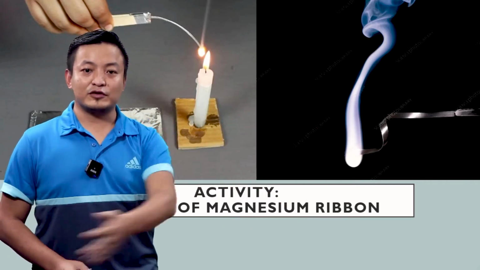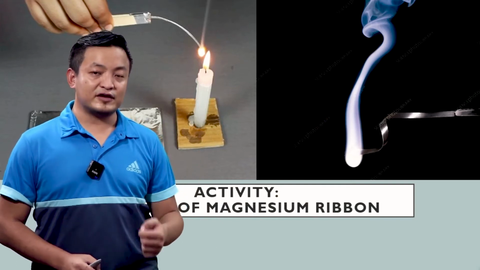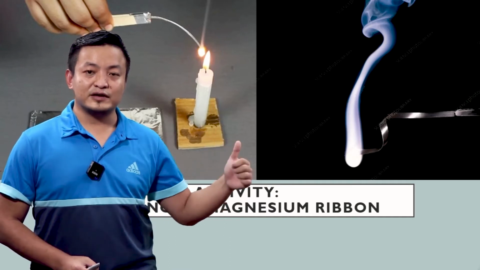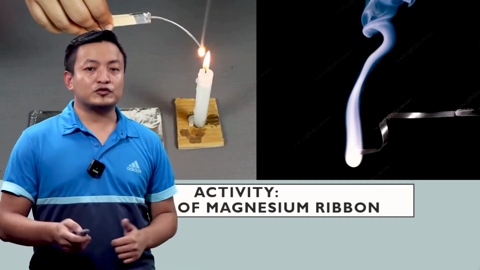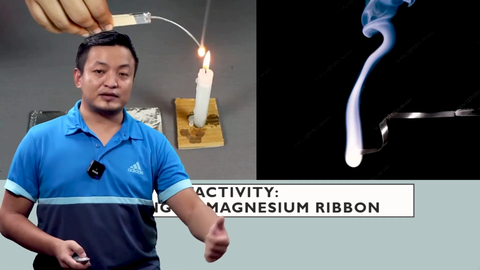We can feel it, right? When you do like this, we can feel it. So it is burning in the presence of air. So magnesium is reacting with oxygen as we burn it. Now what do we get? Do we get any new substance, or do we get the magnesium metal back?